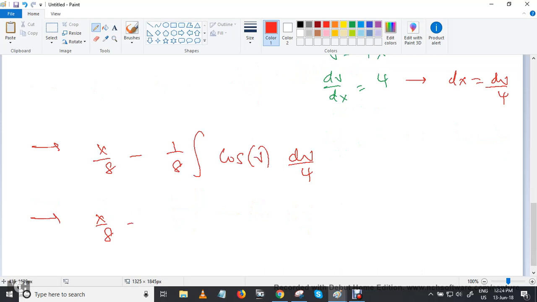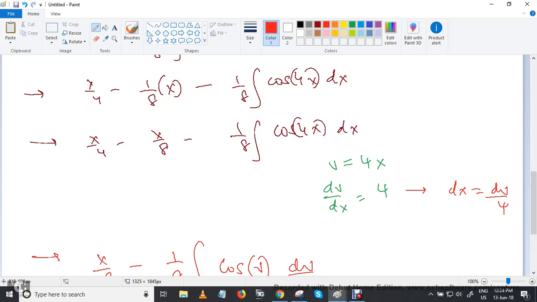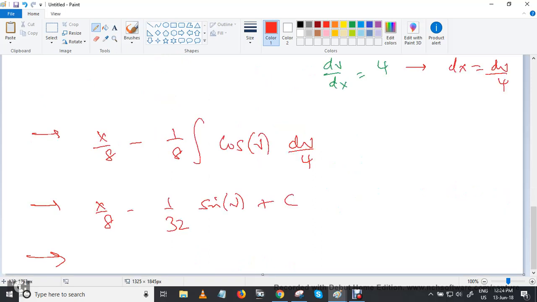So we get x by 8 minus 1 by 8 times 1 by 4, which becomes 1 by 32, times the integral of cos, which becomes sine v plus c. And finally you can put the value of v at the end. v was equal to 4x. So the answer for this becomes x by 8 minus sine of 4x upon 32 plus c.